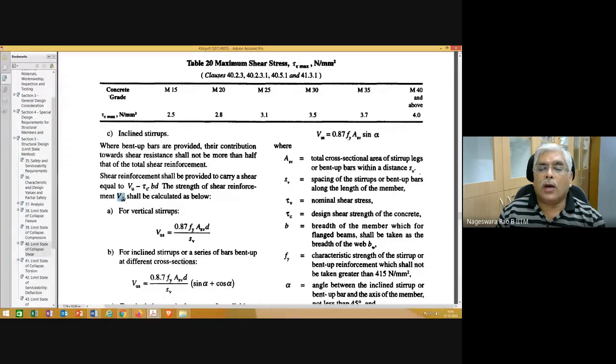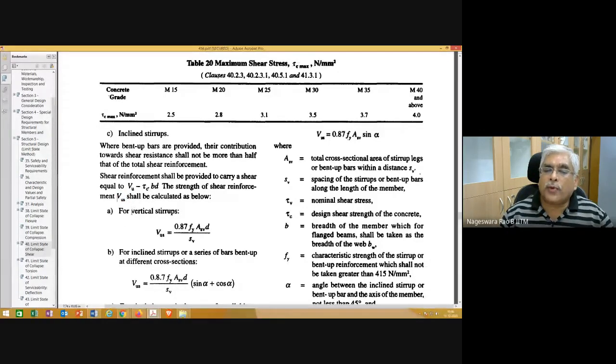Okay. So now once you find Vus, if it is vertical stirrups, it is given by this equation. We will understand in tomorrow's class how this equation is obtained. If it is vertical stirrup, this Vus, you can calculate it once you know the shear force that is coming at the section. Once you have the section details, you can calculate this part. You take the difference between those two. That is going to be your Vus. So we need to design the shear reinforcement for that.